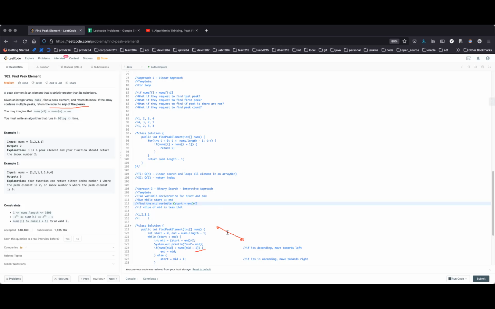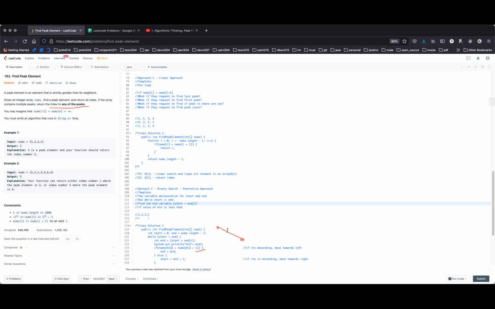I think we can return mid straight away over here, no need to slice it more. Just return mid as the result, correct? Because nums of mid is greater than nums of mid plus 1. But what if nums of mid minus 1 is greater than nums of mid? Then this will not be the peak, right? We will not get the correct answer. So we can't return it in the if condition.